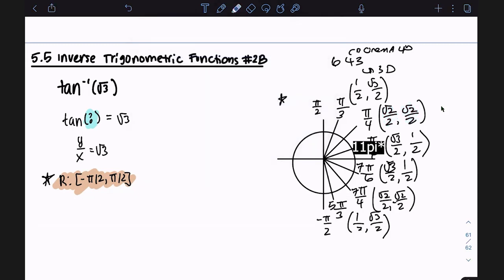I like to obviously pick ones that have 3 in it. So I'm going to pick this one, and this one, and I'm going to try those out. So let's start with pi over 3.